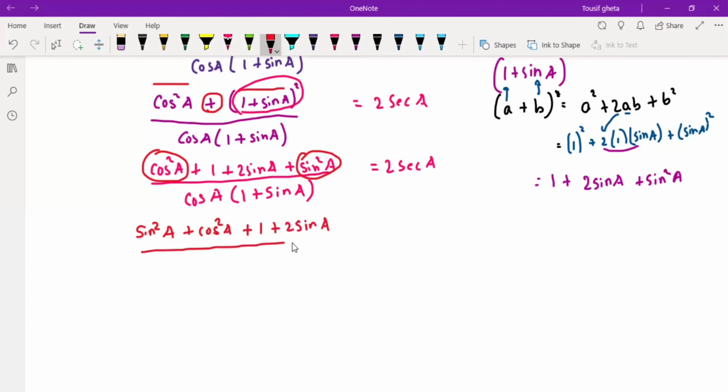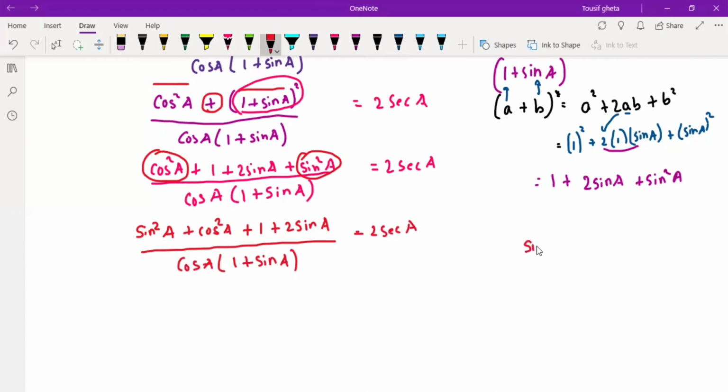whole divided by cos a of 1 plus sine a is equal to what is in our right hand side? 2 secant a. Okay, now which formula we are going to apply?